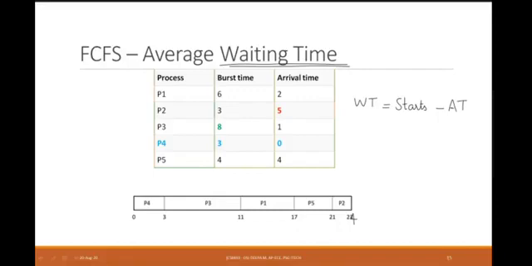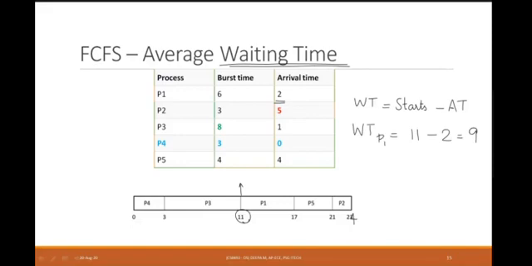So first one, we are going to find out the waiting time of process P1. How long did P1 wait in your ready queue? P1 arrived at a time of 2 and it started execution. Whenever it started execution, this point we have to take. So starting execution is at 11 and arrival time is 2. So the waiting time of process P1 is 9.